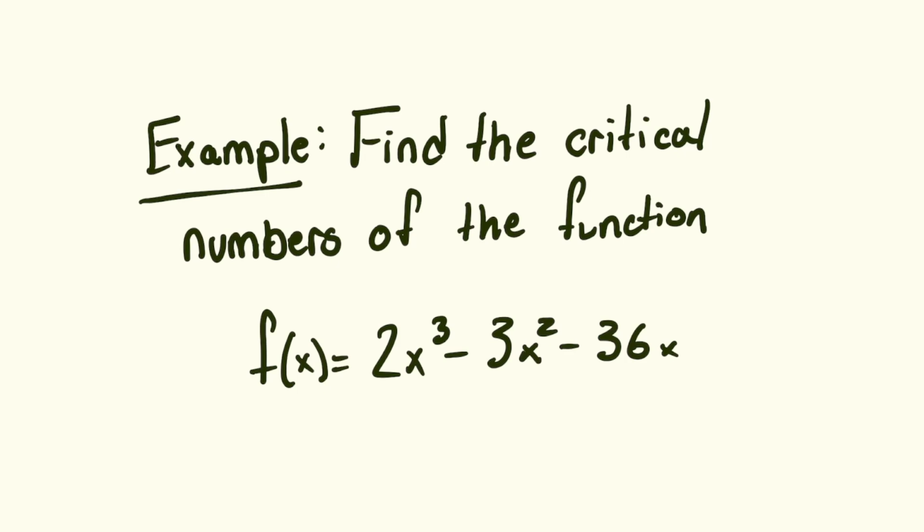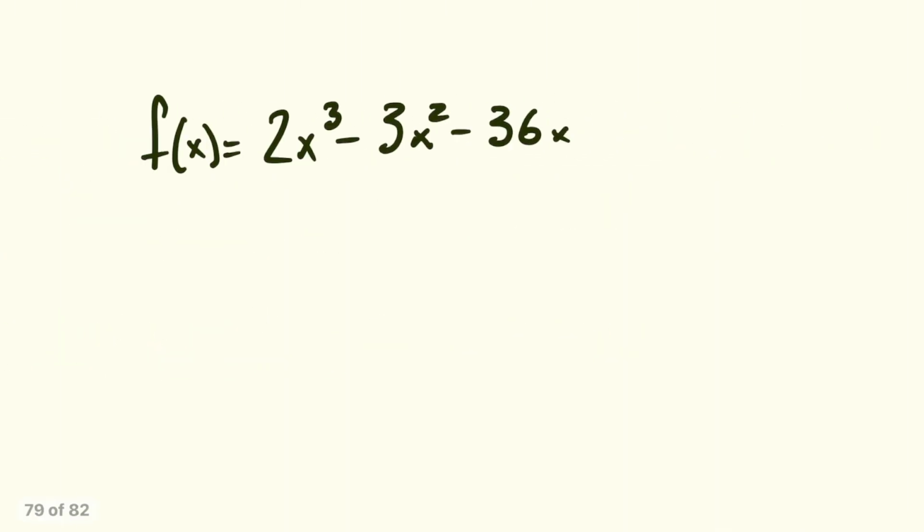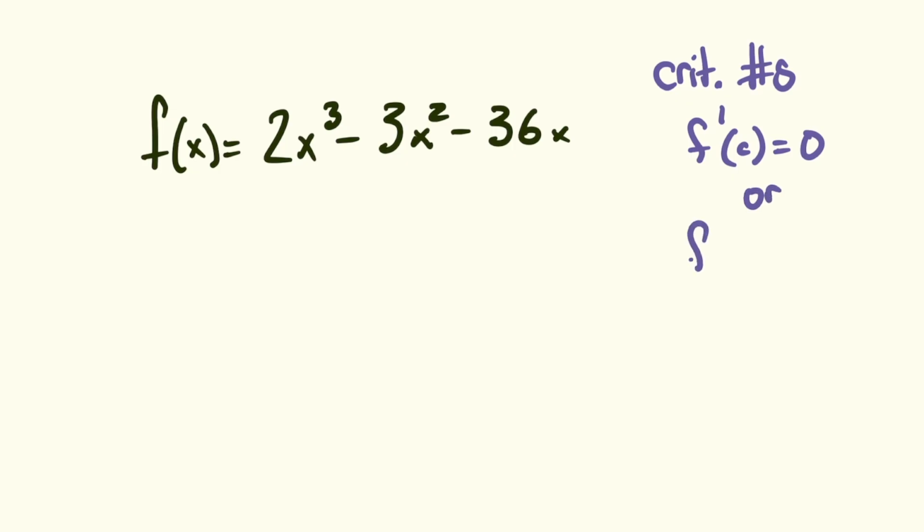We are looking today to find the critical numbers of this function right here. It's a nice little polynomial. Now remember, when we're looking for critical numbers, and we'll abbreviate by crit numbers, we're looking for places where either our function at a certain point is equal to 0 or our derivative of our function does not exist. So those are the two things that we're going to look for in critical numbers.